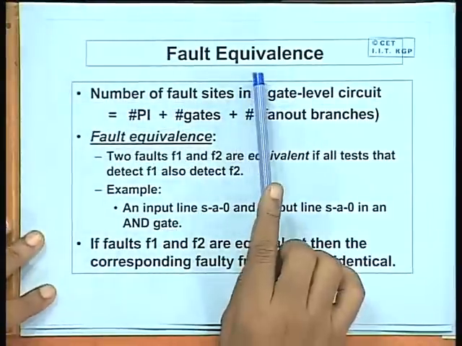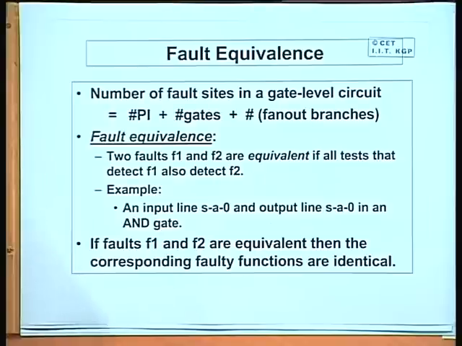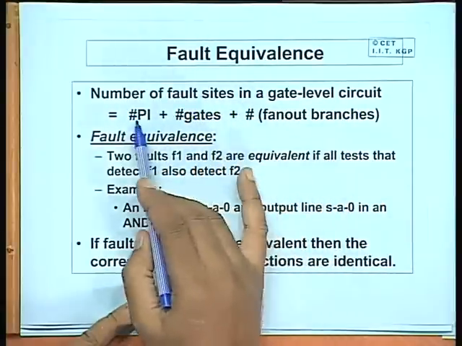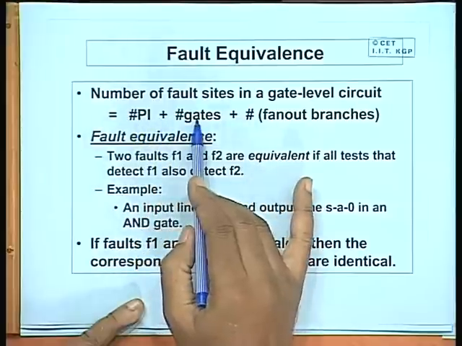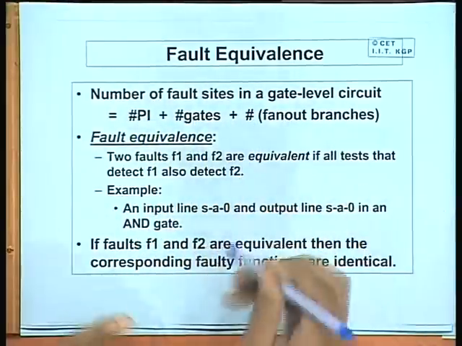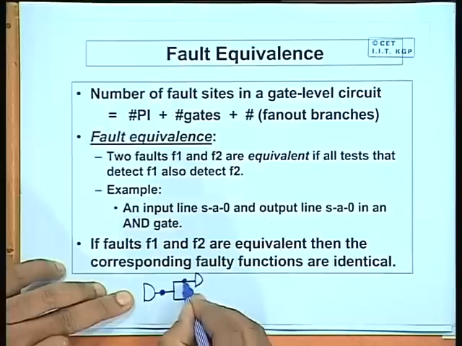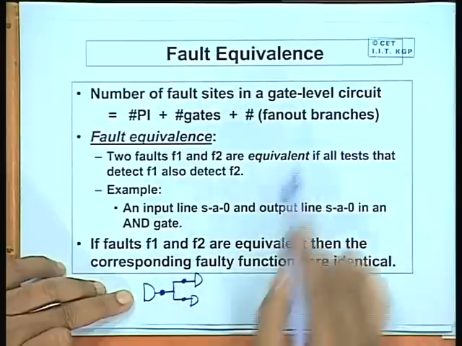Now, we come to the notion of a concept called fault equivalence. Fault equivalence is a mechanism using which we can find out two faults whose effects on the circuit are identical. Now, if there are two faults whose effects are identical, we can delete one fault from our list, we can concentrate on only one. So, this is the idea. Now, in a gate level circuit, as I had said, the number of fault sites is the number of primary inputs plus the number of gates plus the number of fan out branches, as I just explained, because a gate will contribute one fault site. If there are two fan outs, there will be two more fault sites. So, the number of fan out branches will get added.